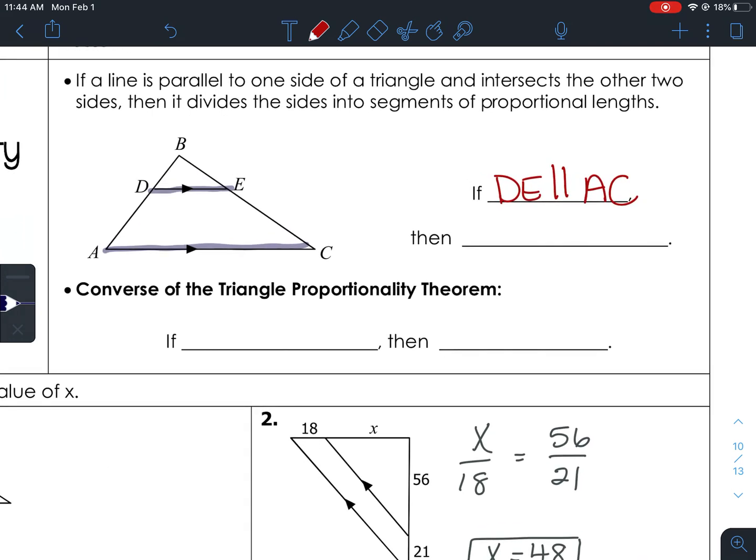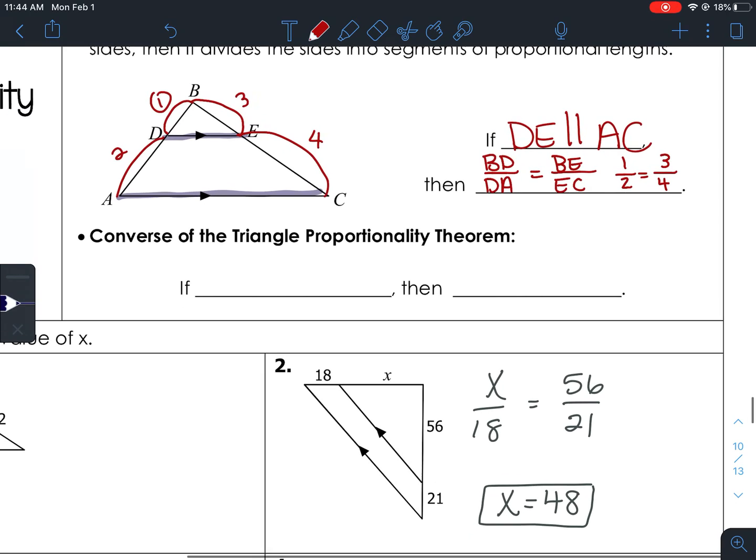So what I can say is that BD over DA is equal to BE over EC. Now that's a lot of letters, so what I'm going to do is simplify this down to numbers. So this is chunk 1, here's chunk 2, chunk 3, and chunk 4. So the idea is that you're going to have 1 over 2 should equal 3 over 4.